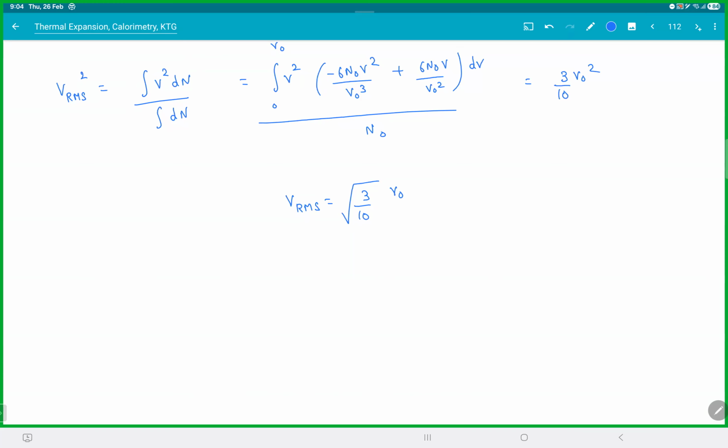So if at all they try to play around, this is what they will do. They will give you some arbitrary equation and they'll expect you to find the RMS value. So that is how much they can play around. So not much on this.